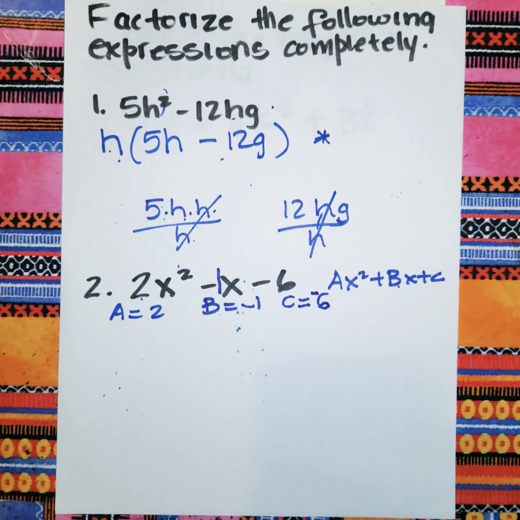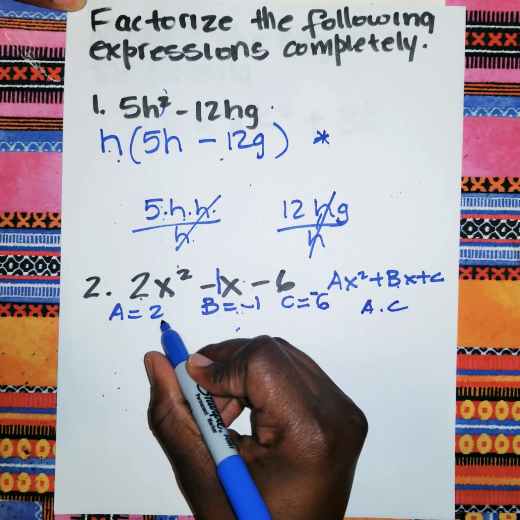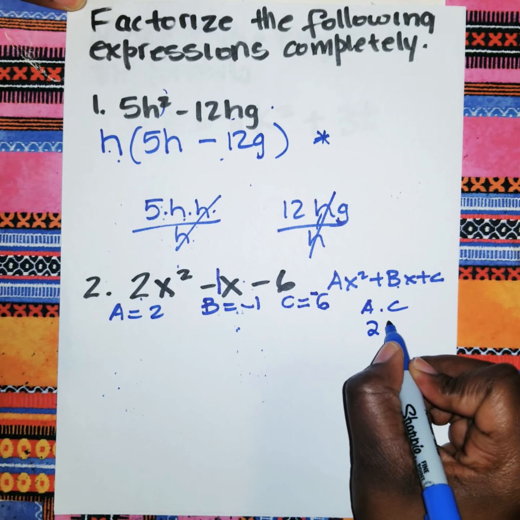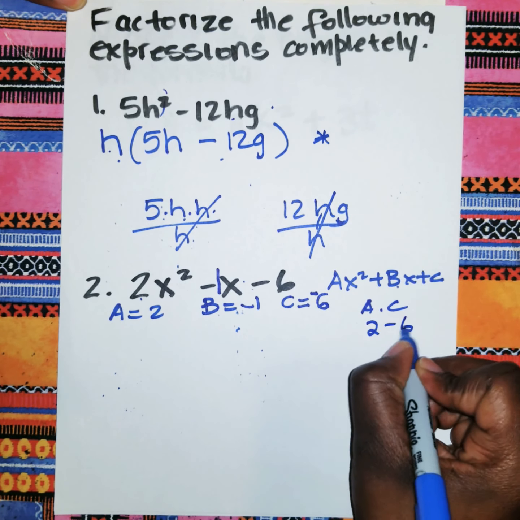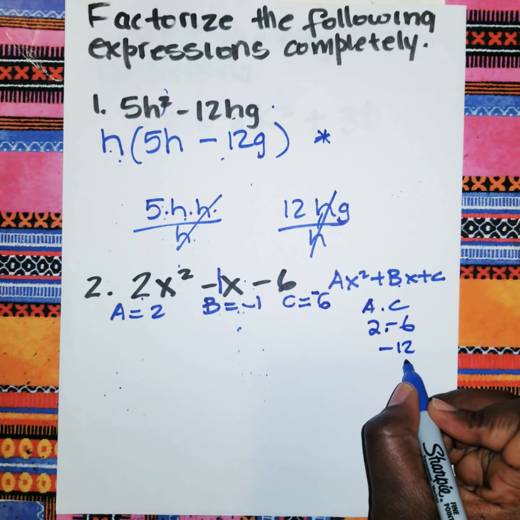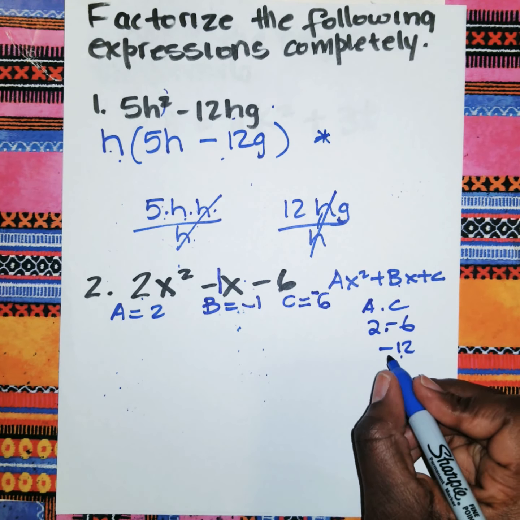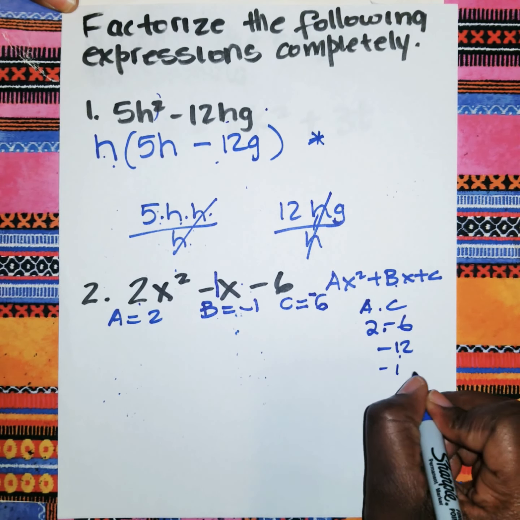Alright, guys, so from here, the AC method says a times c, so you multiply these two, so a is 2, and c is negative 6. If you multiply, you get negative 12. Now we need two factors of negative 12 that when we add them, we get a negative 1. If you don't know, you can go ahead and list them out, which is totally fine.